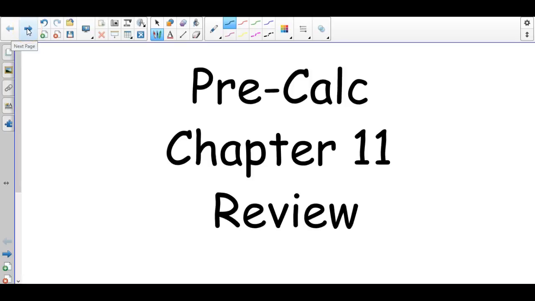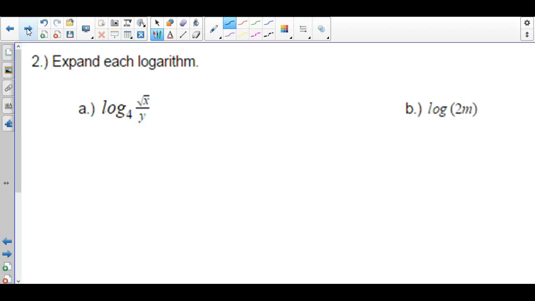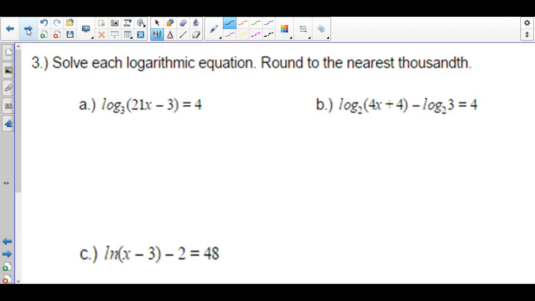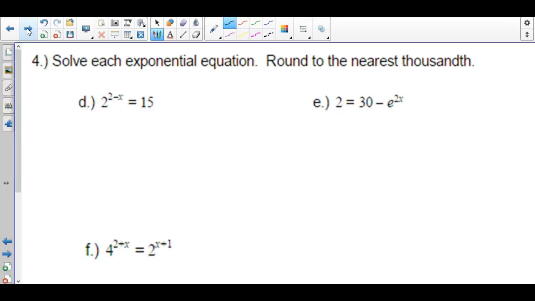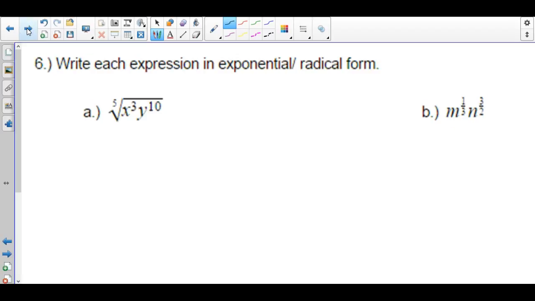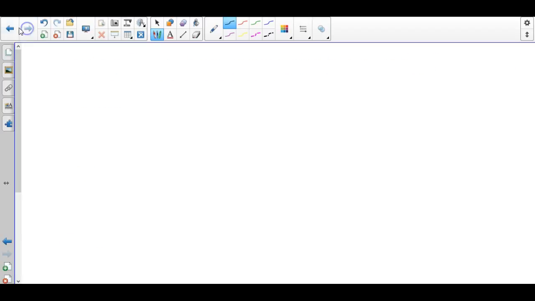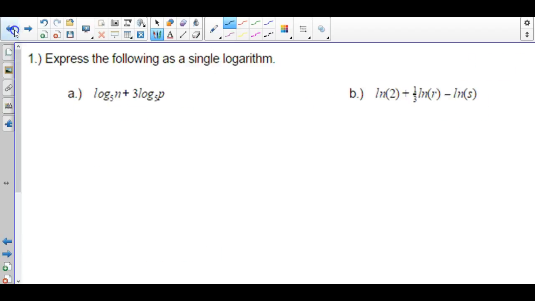Hello, welcome to this video where I'm going to go through chapter 11, a bunch of logs and exponents. So what we'll do is practice some expressing logarithmic expressions as a single log, expanding logs, solving some logarithmic equations, solving exponential equations, simplifying a bunch of exponential expressions, converting between radical and exponential form, and then we'll take a look at some applications of exponential equations, which we'll be solving with logarithms. So good amount of stuff.